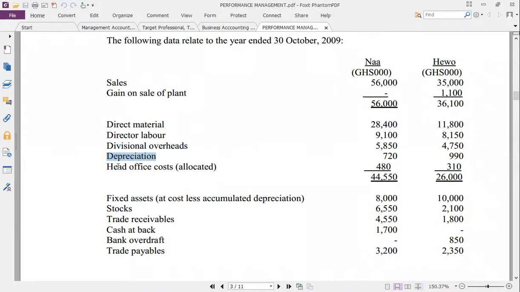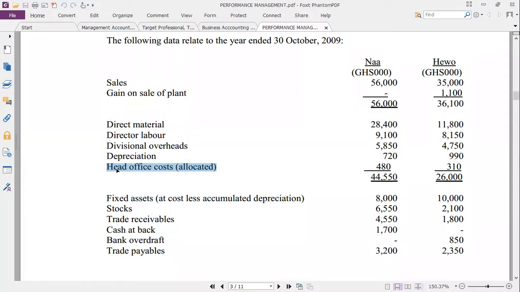Head office cost allocated, no. This one, you don't need to include it too because it's what? Non-controllable. It means that this question, they might ask us to calculate what you call controllable profit. If you are calculating controllable profit, do not consider the head office cost or any cost that the division does not have control over. The division have control over their own costs, but not the one coming from the head office. It has been imposed on them by force, whether they like it or not. They'll bear it. They don't have say.